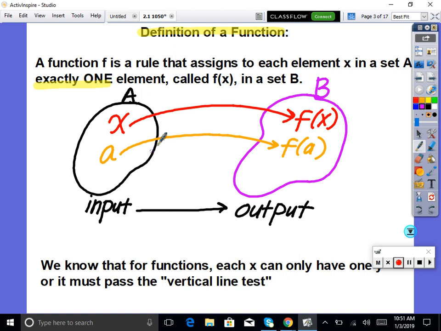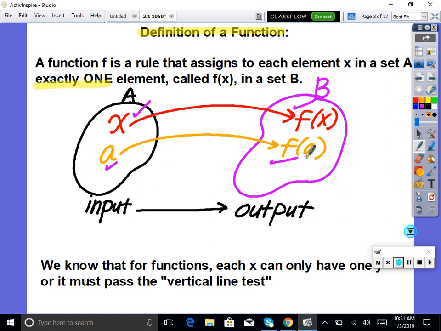So we have this set A, and we have a set B here, and starting with our input of x, we plug it into the function, we get out a y value, or f of x is how we write y in 1050. So this would be an example of a function. This x only had one y. Do you guys see? Same with here, plug in A, we will get f of A. Each x value or each input should only have one output. So that's just a fancy way of saying that.